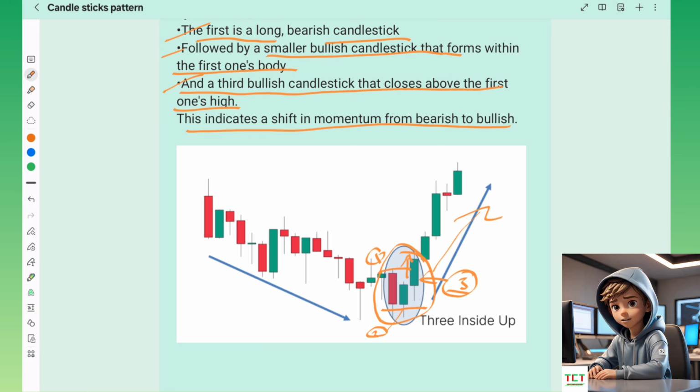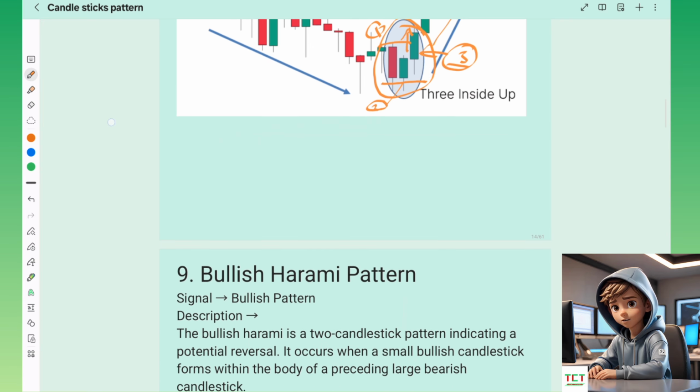This pattern is very reliable because it shows a step-by-step change in market sentiment. It's not a sudden reversal. It's a calculated shift. When you spot this pattern at the end of a downtrend or at a support level, it's a strong signal to consider going long. Many traders wait for the close of the third candle before entering a trade, because that's when the pattern is confirmed. Let's discuss the Bullish Harami pattern now.